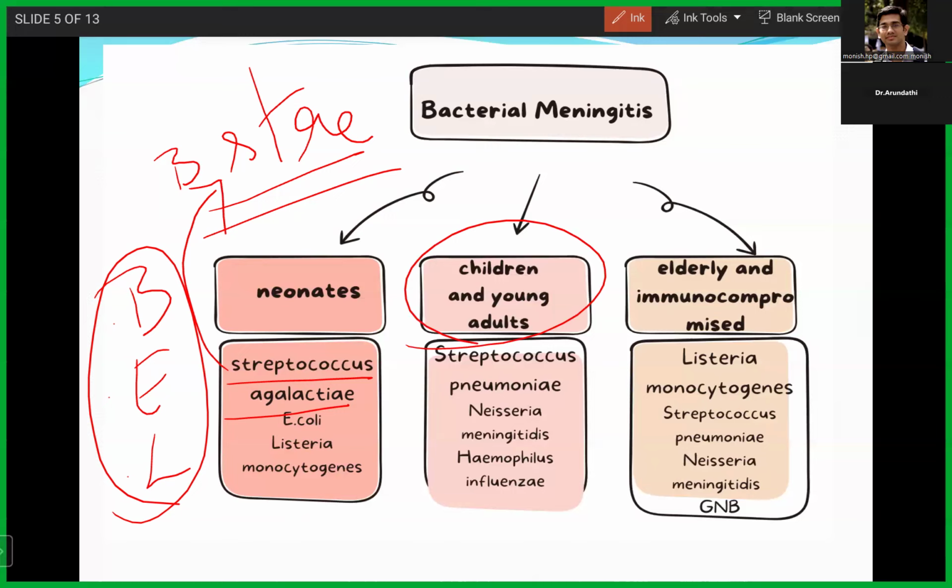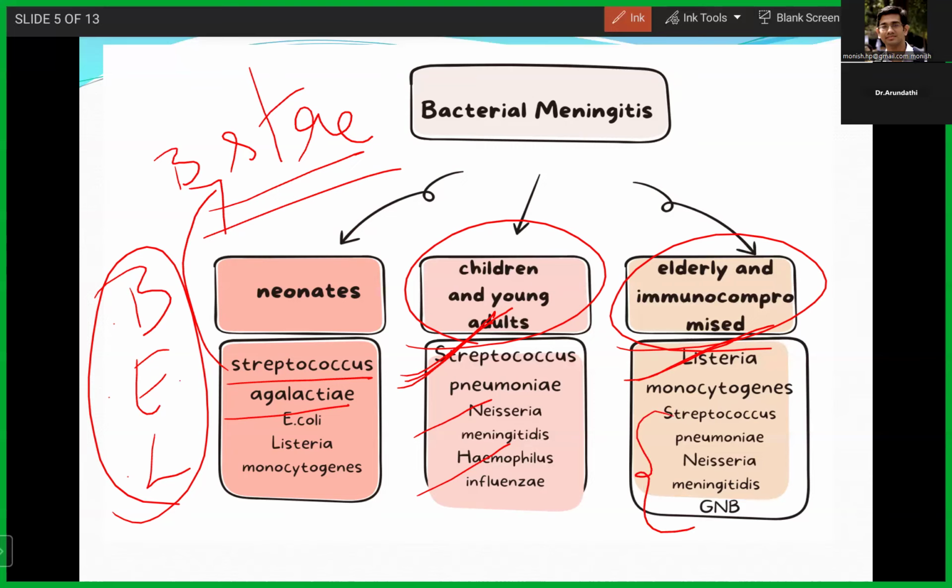Next, let us say from after the neonatal age group till say about 50 or 60 years of age, in a healthy child, in a healthy adult, the commonest agent is Streptococcus pneumoniae. Till date, the commonest agent is Streptococcus pneumoniae, followed by Neisseria meningitidis and H. influenzae. We have discussed a little about all of these. Next, the elderly or immunocompromised patients, the commonest cause, again, Listeria monocytogenes, which we saw in a previous slide, followed by all other agents which can cause infection in other age groups.